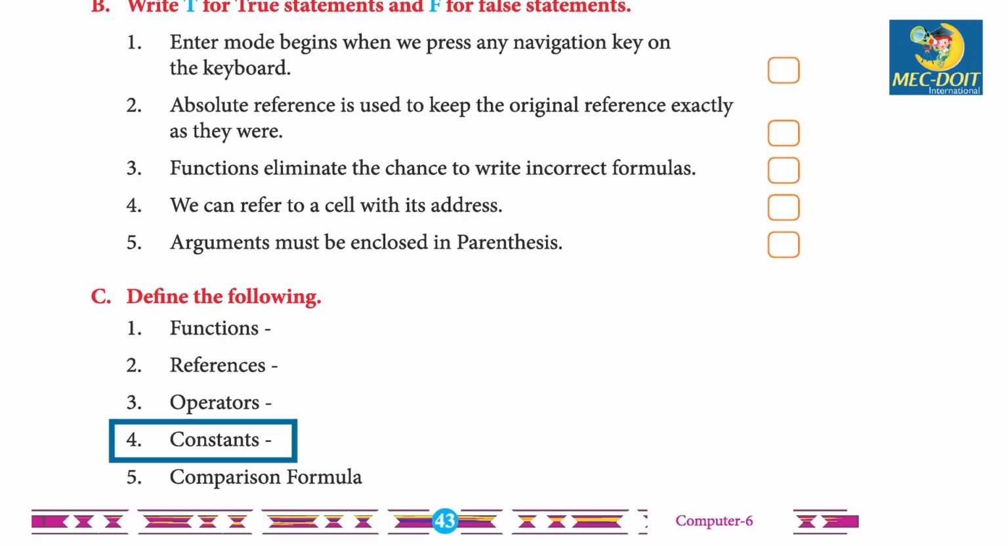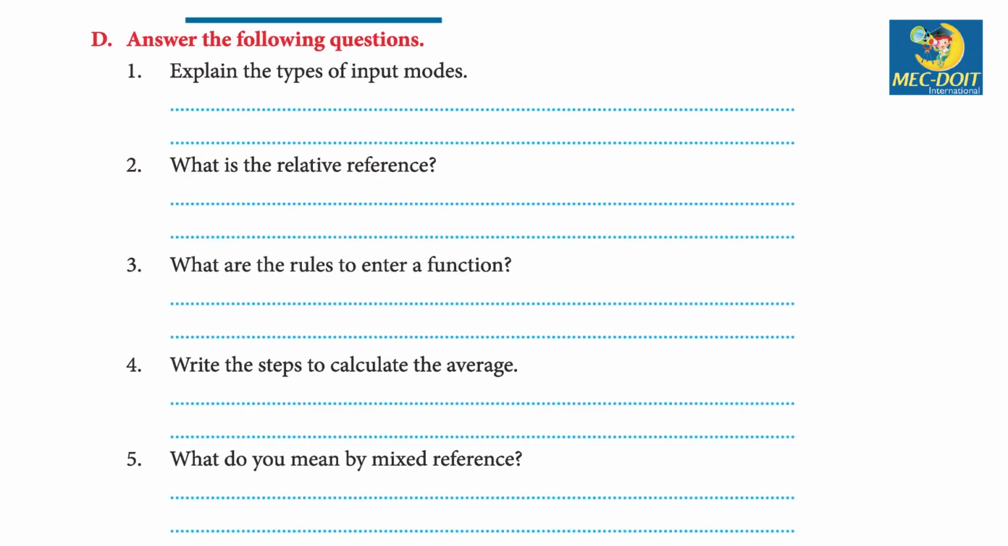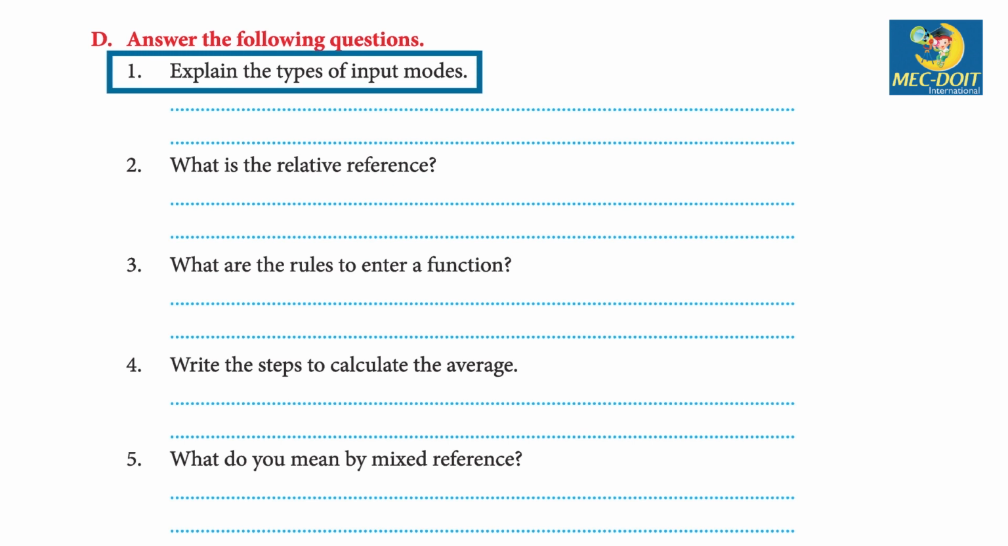4. Constants. Answer: number or text values that do not change. 5. Comparison formula. An expression that compares two or more numbers, text strings, cell content or function output is known as a comparison formula. D. Answer the following questions. 1. Explain the types of input modes.